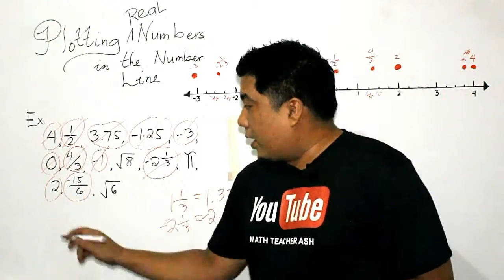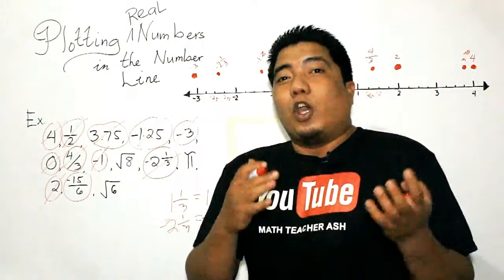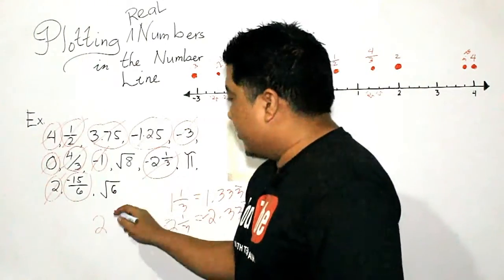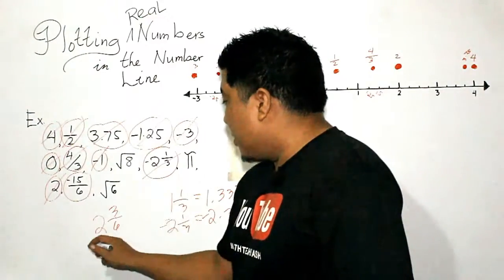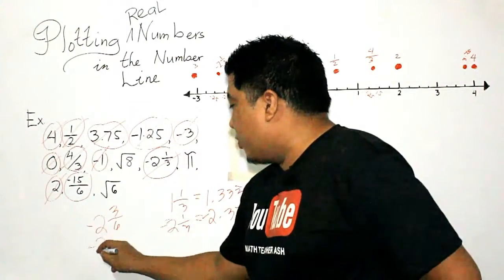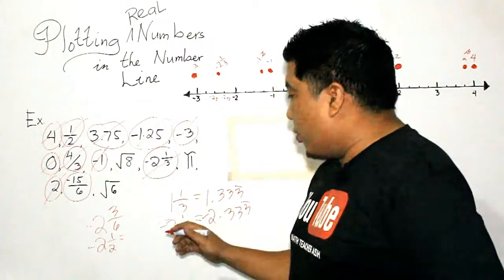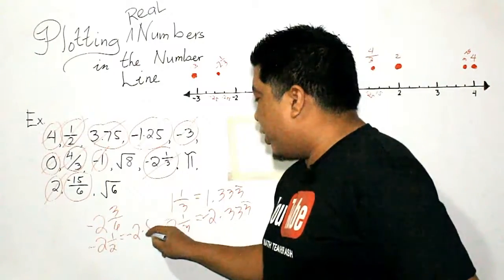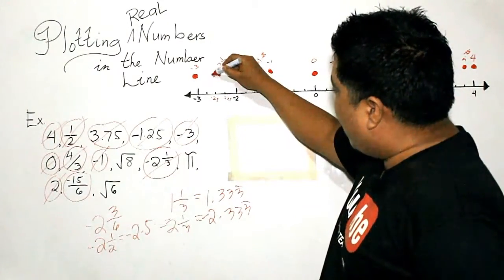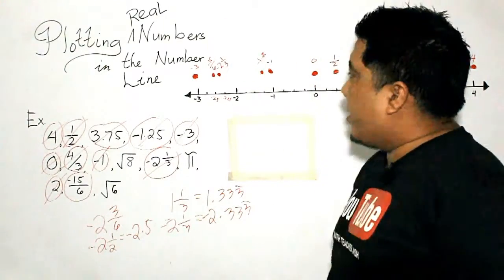Now we go to our negative 15 over 6. You divide negative 15 by 6 and you will have negative 2 and 3 over 6. But if you simplify negative 2 and 3 over 6, that will give you negative 2 and 1/2. And remember, 1/2 is equal to 0.5. So that will give you negative 2.5. So basically, where is that located? That is here, negative 2.5. And you just put your negative 15 over 6 there.